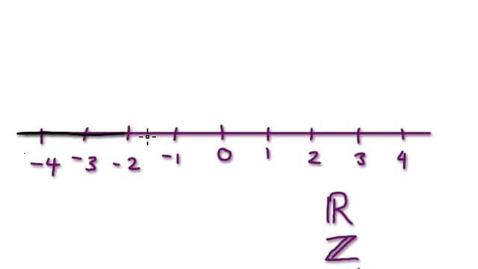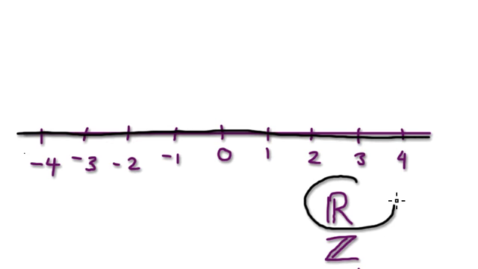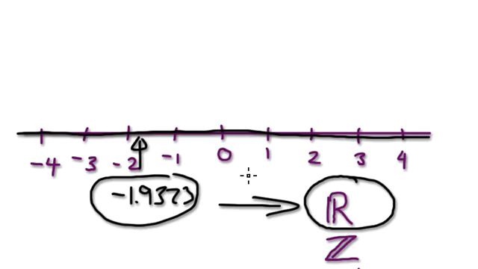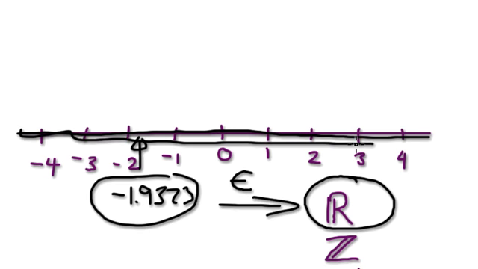Well, this whole number line belongs to what's called the real numbers. So here it belongs to the set of real numbers. So suppose you select, I don't know, minus 1.932 blah blah blah. This number here belongs to, now we use this symbol here, belongs to R. R is everything on the number line here.